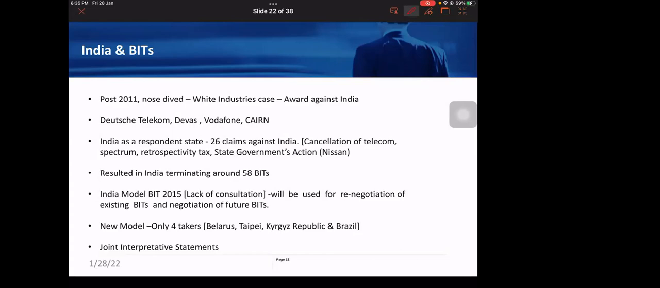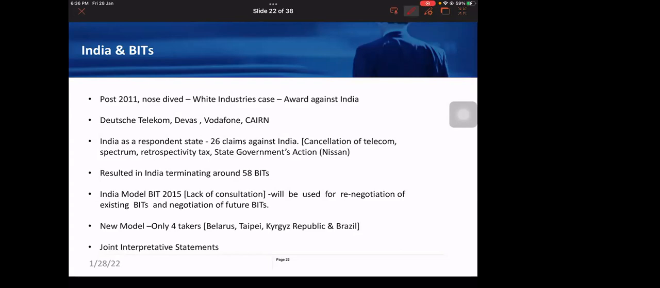Post that, Deutsche Telekom, Devas, now Vodafone came. India had, unfortunately, gone through a losing phase. And as of now, if you look, India is a respondent state for 26 claims. Some are settled, some are done, but 26 claims against India. And there are 8 or 9 cases where India is the claimant. That is an aspect that one needs to keep in mind as well.